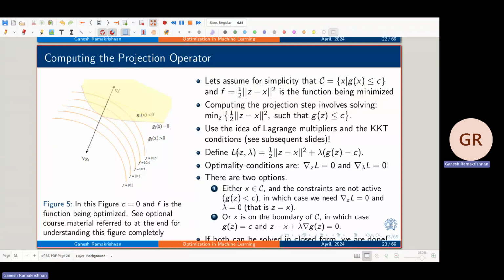Very much inspired by the prox. So this new Lagrange function is basically the projection function, 1/2 the norm of z minus x squared, because I'm trying to solve the projection problem. I'm trying to do the projection, right? And what have I done? I've added a lambda times g(x) minus c. The c can be 0.